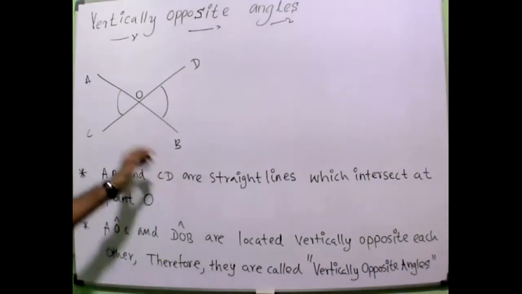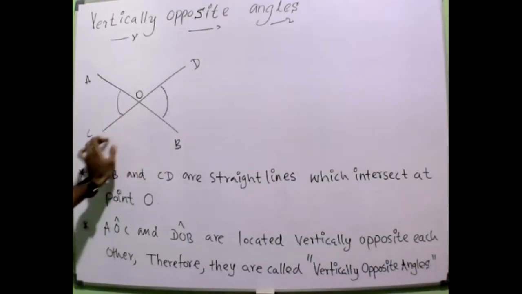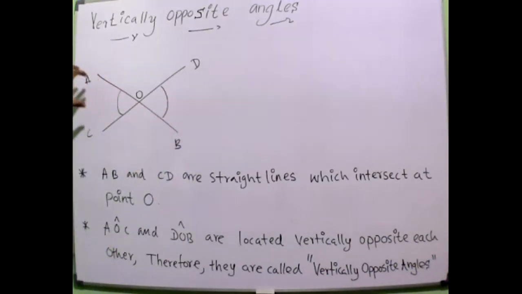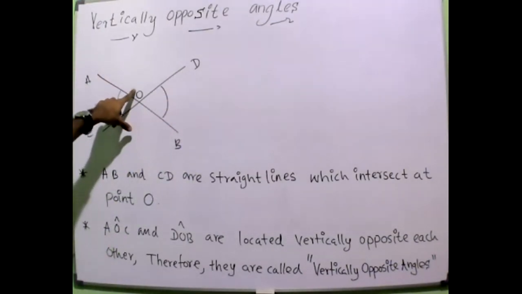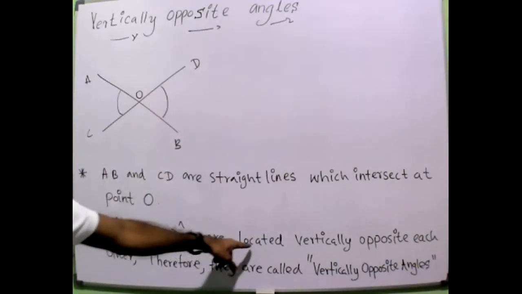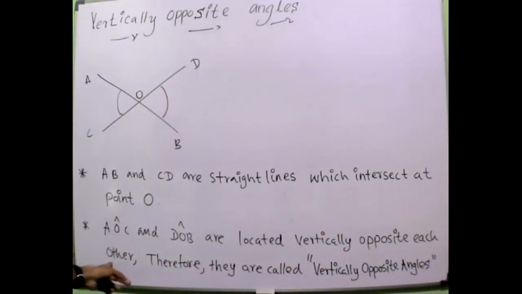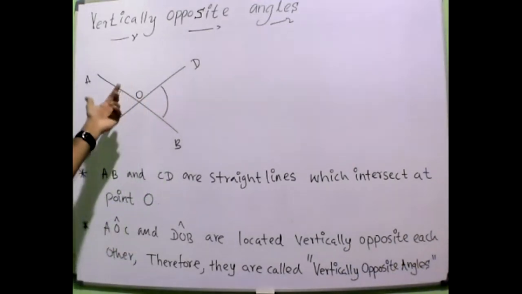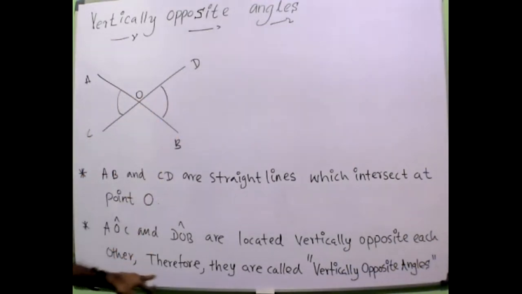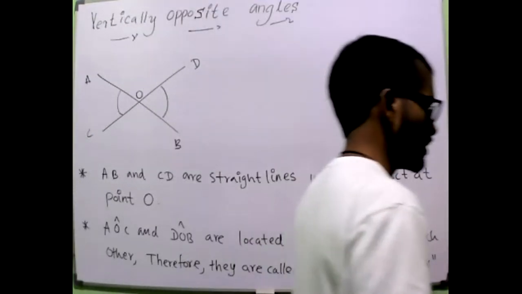AB and CD are straight lines which intersect at point O. And then here I have marked AOC and DOB. Angles are located vertically opposite each other. They are opposite each other, therefore they are called vertically opposite angles.